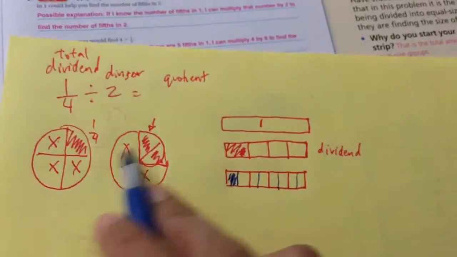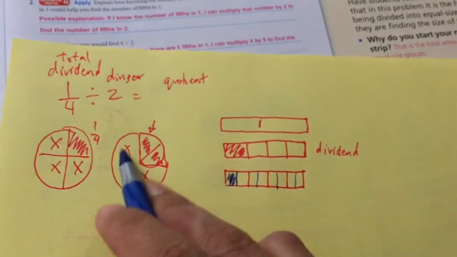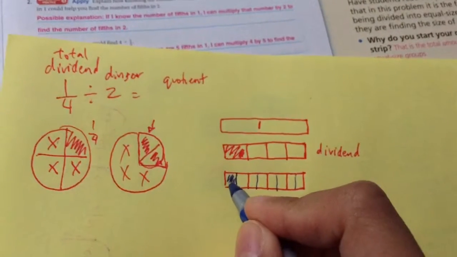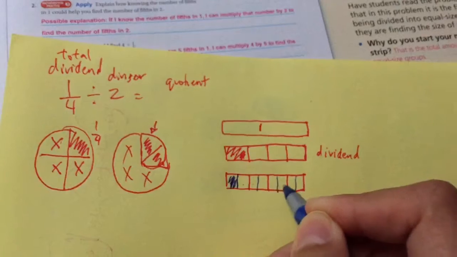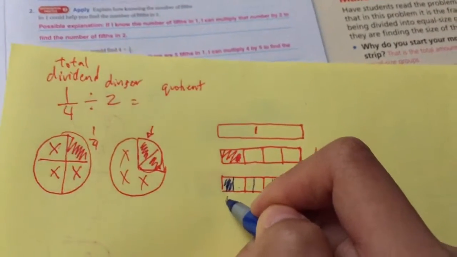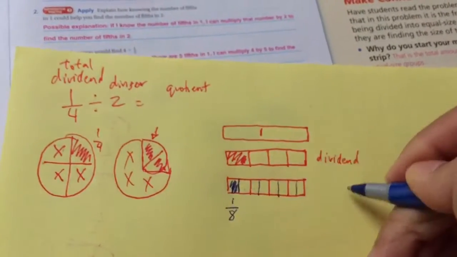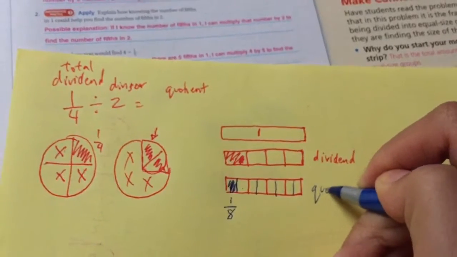This one slice, which we can't figure out until you think about the whole total, is 1 piece out of 1, 2, 3, 4, 5, 6, 7, 8. This is 1 out of 8. This right here is your quotient.